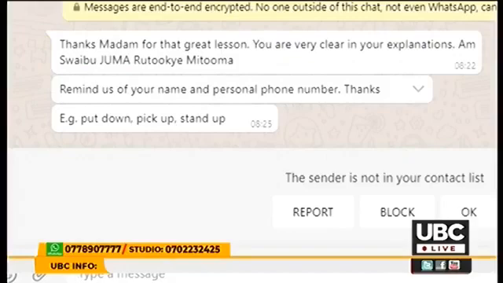What you underline will be the phrasal verb. Oh, I think you have got a message here. I'm very happy to hear from you. Swaibu wants me to remind you of my name. My name is Mrs. Motono, a teacher of English.